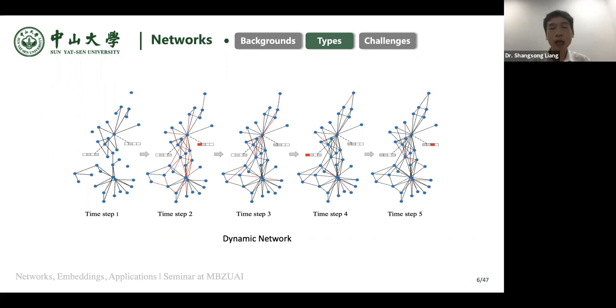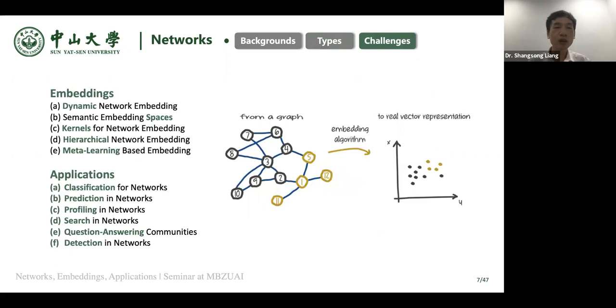So we also have dynamic networks. The networks are dynamic but not static. And so we have a number of categories of network: direct network, hierarchical network, knowledge graph, and the dynamic version of these networks. Because of this, we have a number of challenges.